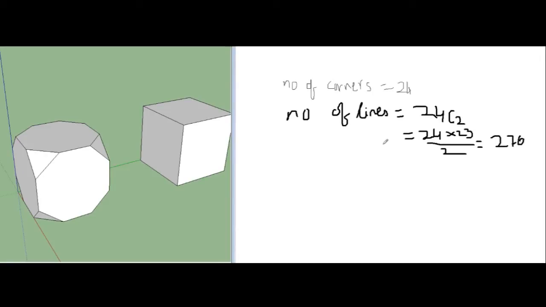Out of these 276 lines, not all of them are diagonals. So first, what are the lines which are not diagonals? The first are the sides of the cube. How many sides does this figure have? Originally there are 12 sides, 1, 2, 3, 4, 5, 6, 7, 8, 9, 10, 11, 12. All the sides are intact, because a side is not completely cut.